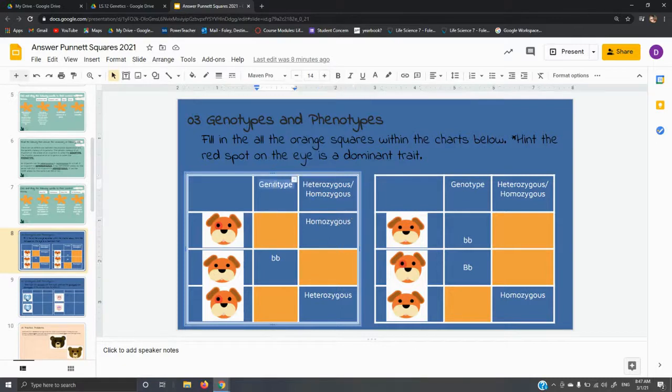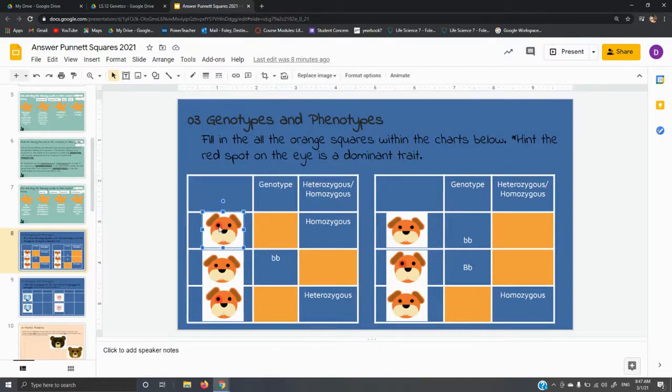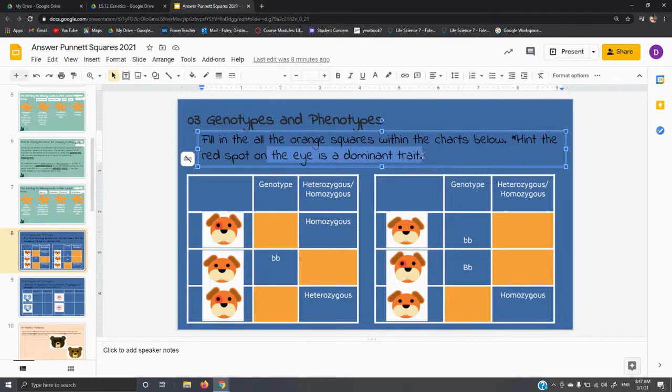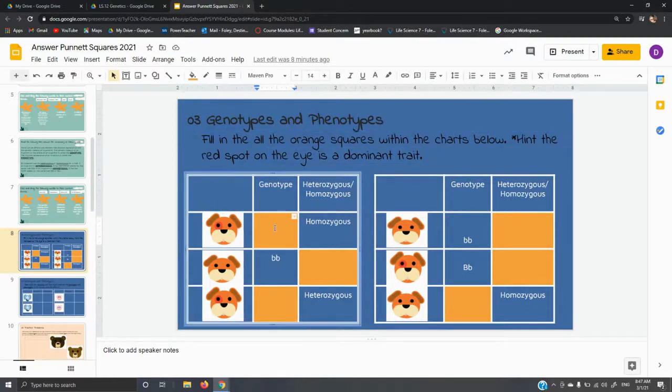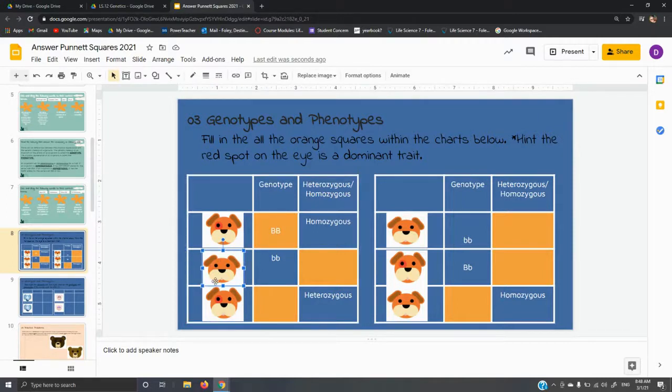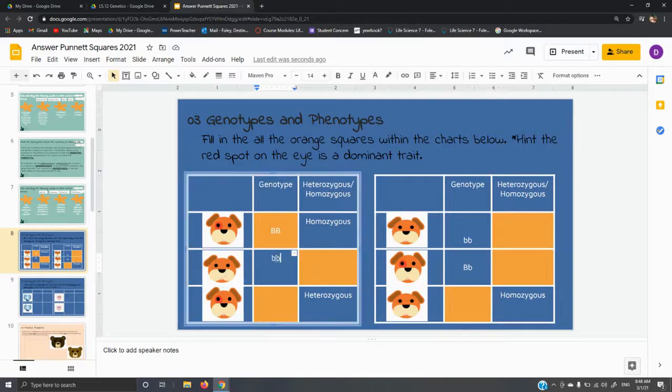So the genotype of this dog with the red spot, if the red spot is a dominant trait, is going to be 2 capital letters. So the 2 letters, the capital B, are going to be the same because remember, homo means same. Capital B are the same. Here, the dog has no red spot, and it has a little b, so that means that it is homozygous.